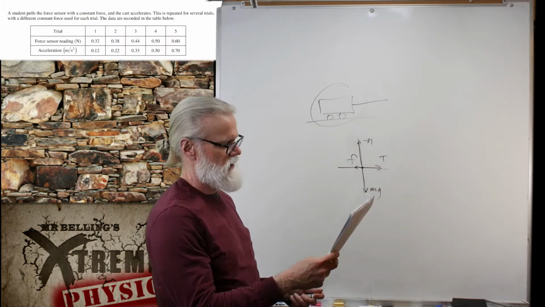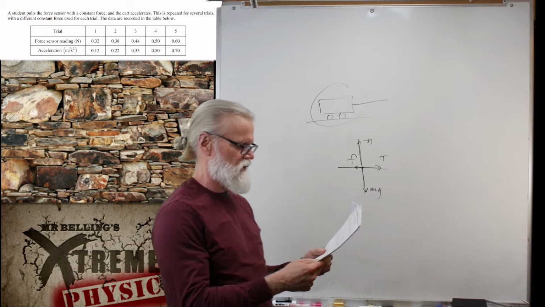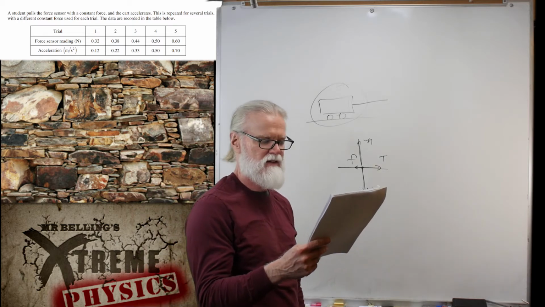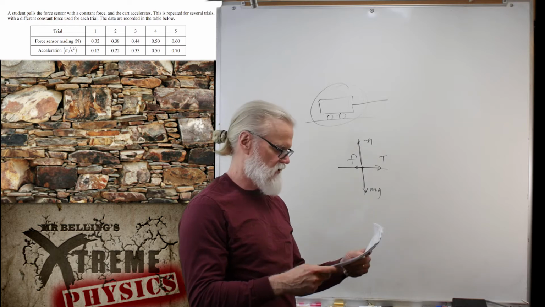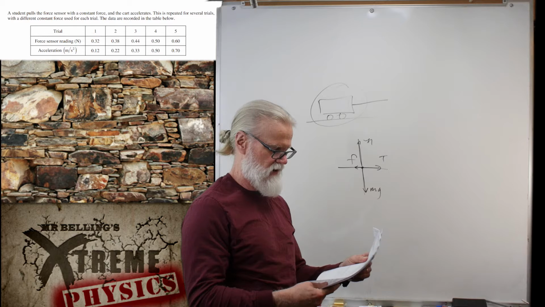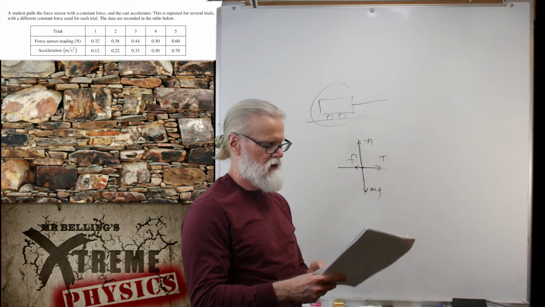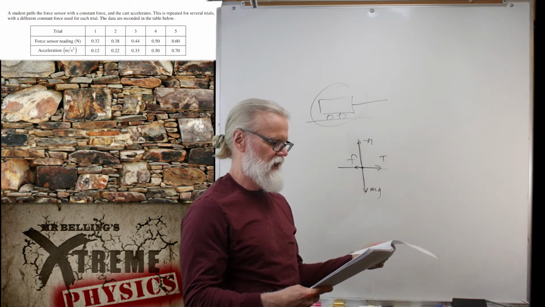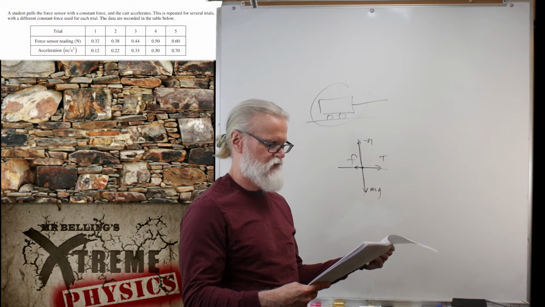It's pretty straightforward. A student pulls the force sensor with a constant force and the cart accelerates. This is repeated for several trials with different constant forces for each trial. The data is in the table below. All right, so you got to plot acceleration versus force.